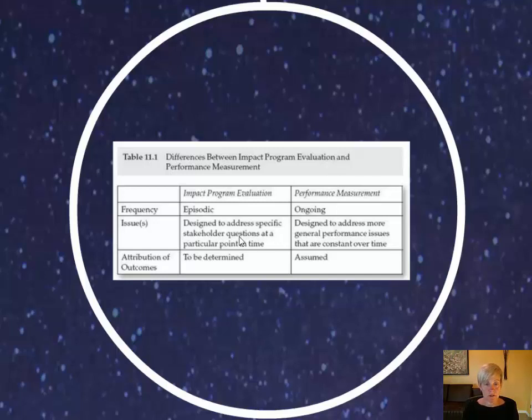In terms of issue, these are issues that have been formulated by specific stakeholders. They're questions at a particular point in time. You're trying to address a particular problem. So that's usually a more specific issue. There may be complexities and factors going into the question, but you're looking at something quite specific. Performance, on the other hand, is designed to address more general performance issues that are constant over time, things that you're trying to address in a more formative way through the process.